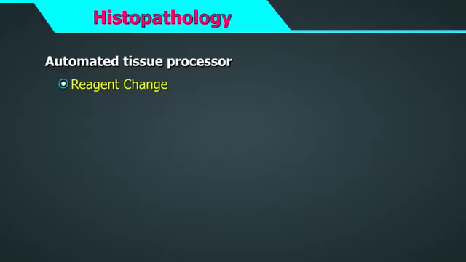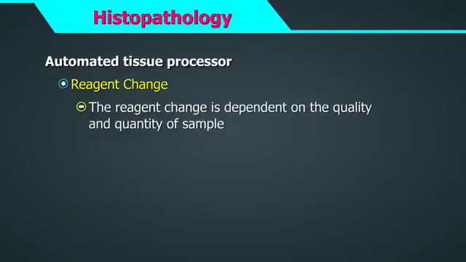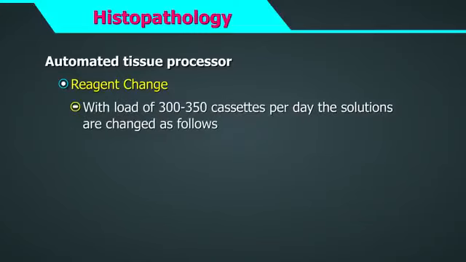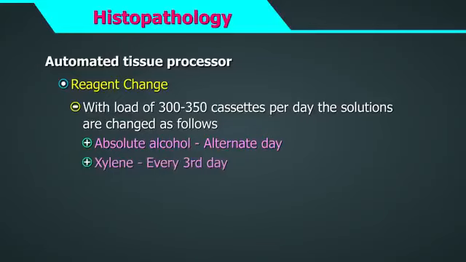The reagent solutions should be changed depending upon the quality and quantity of samples processed. Typically, with present load of 300 to 350 cassettes per day, the solutions need to be changed as follows. Absolute alcohol in first container, alternate day. Xylene, every third day. And wax weekly. However, formalin needs to be changed every day.